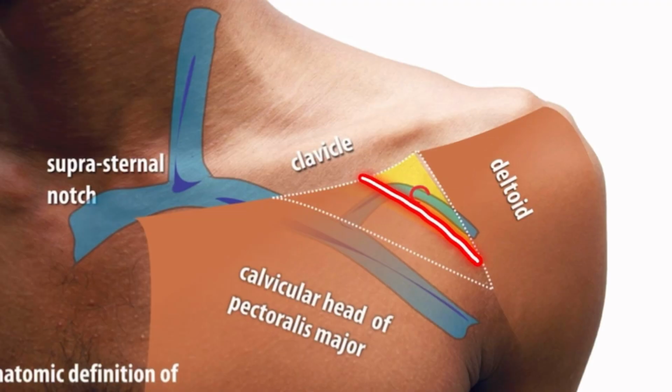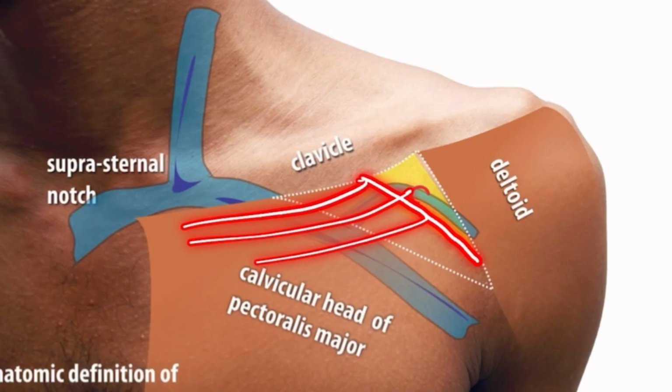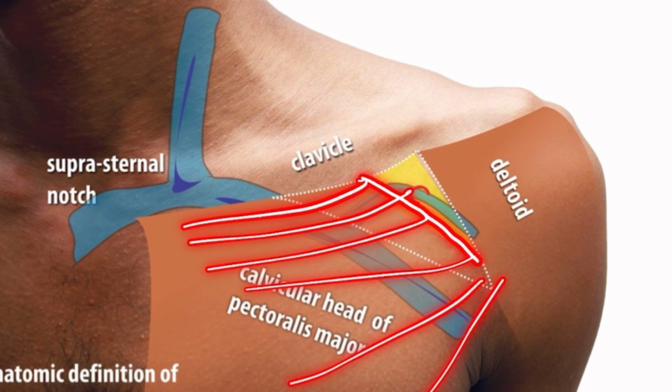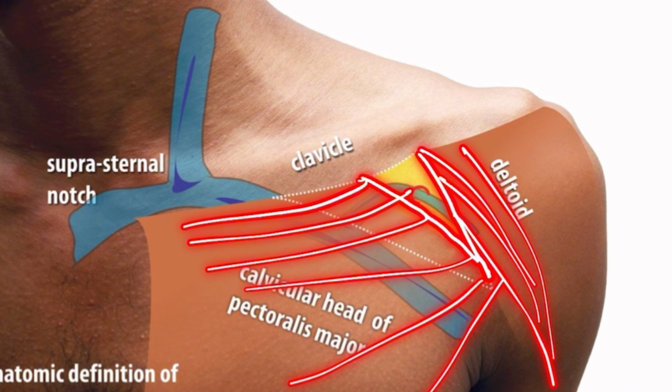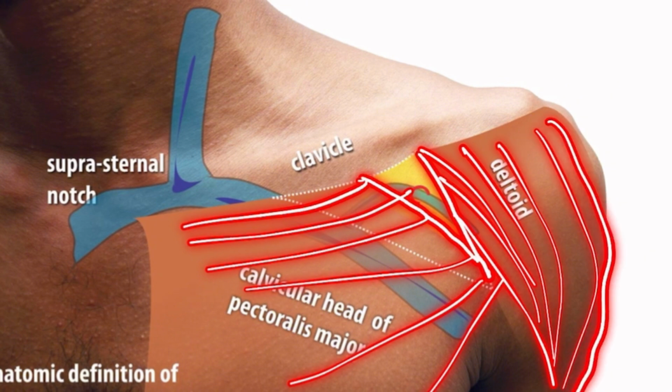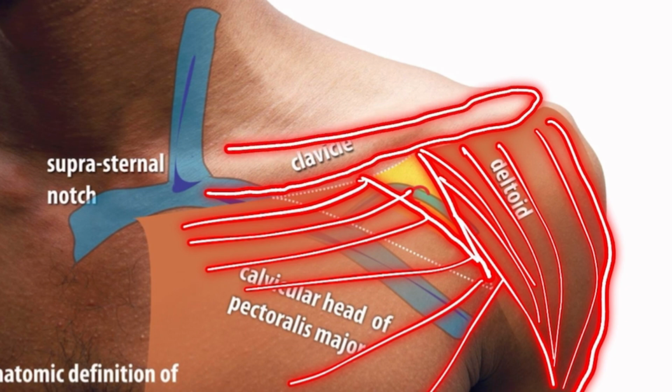Medially, it is bound by the pectoralis major muscle. Laterally, it is bound by the anterior fibers of the deltoid muscle. And superiorly, it is bound by the clavicle.